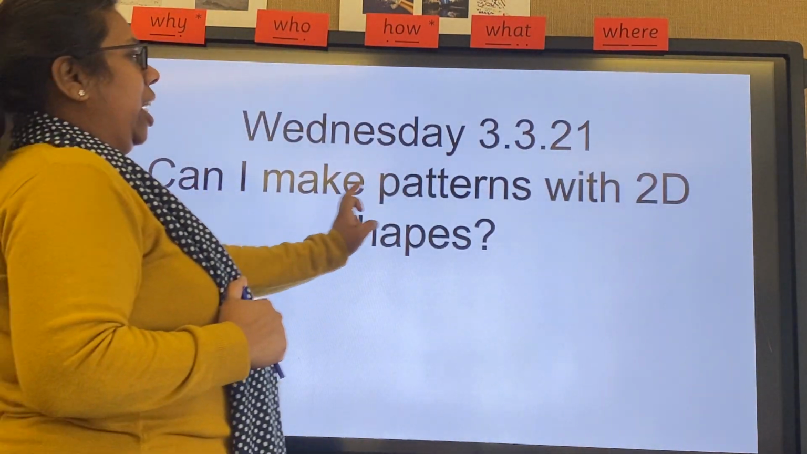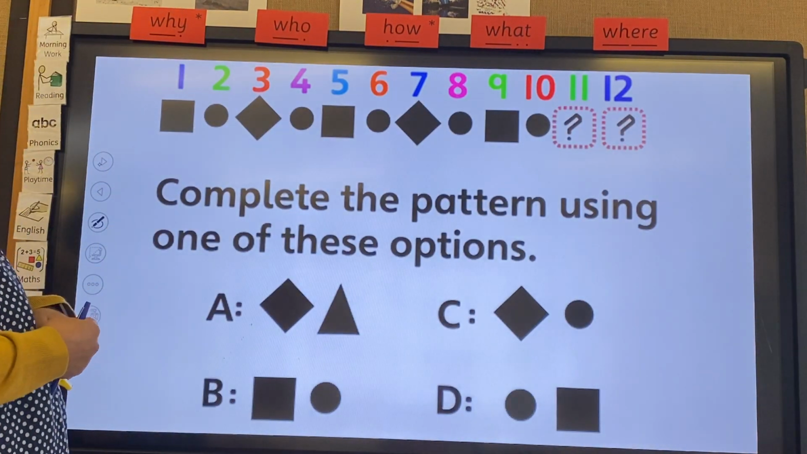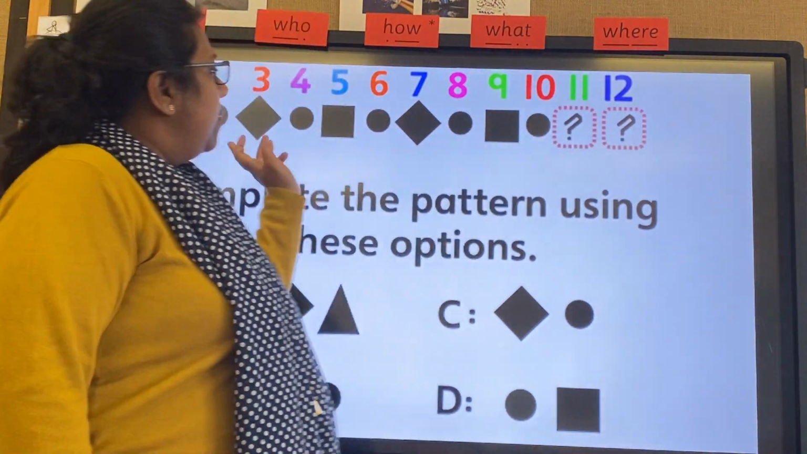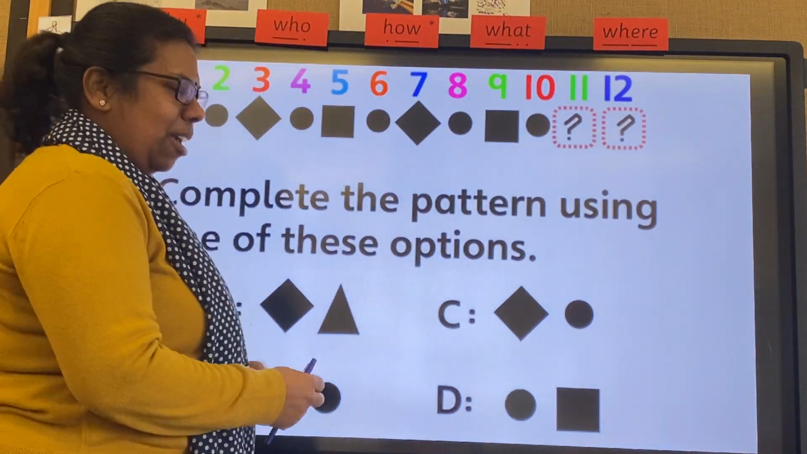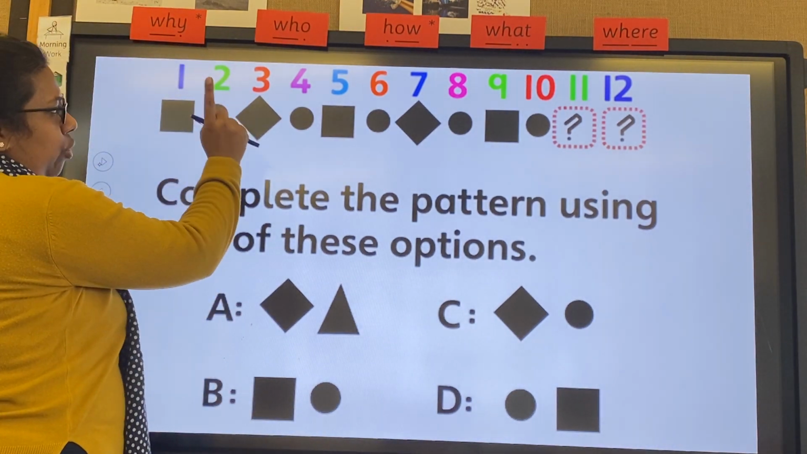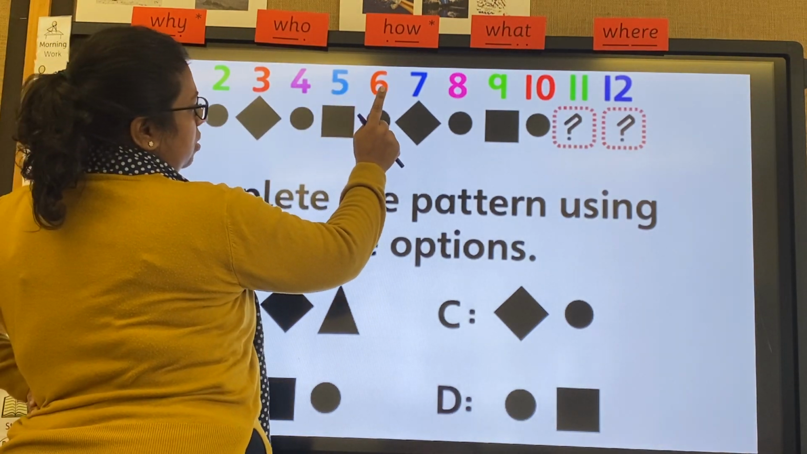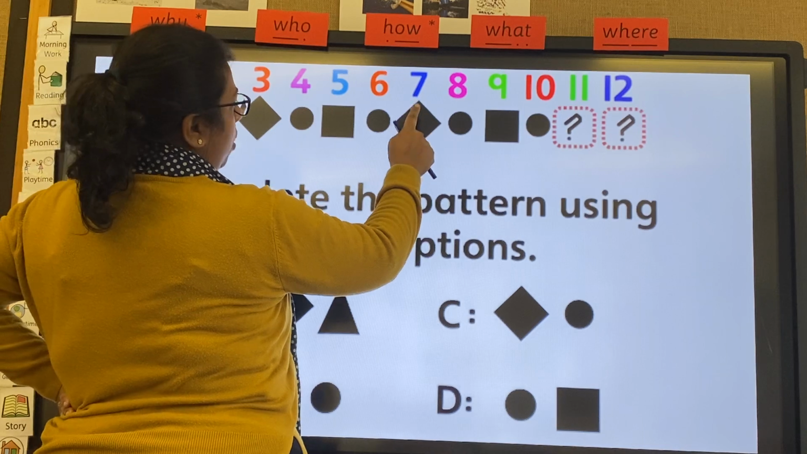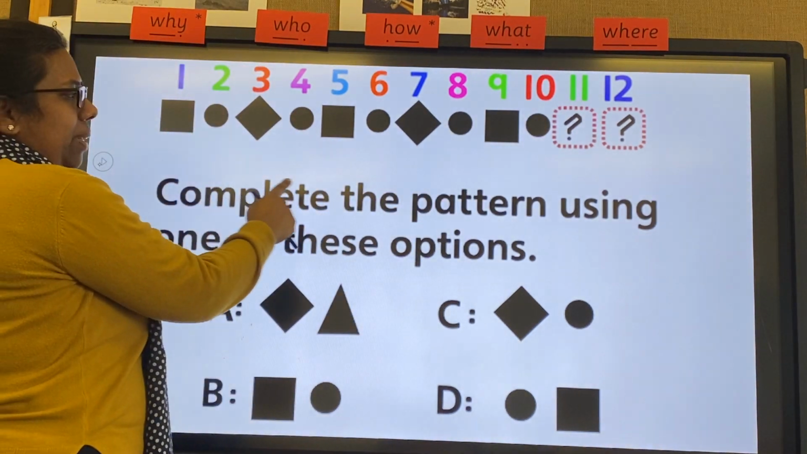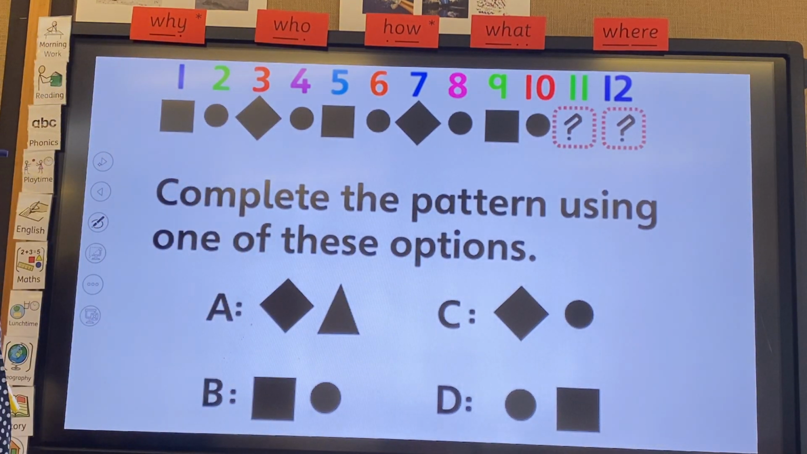I said that we're going to be making patterns with 2D shapes. So let's see our first question. At the top, I have my numbers, 1 to 12, and I have some shapes. Let's call out the names of the shapes. I have my square, my circle, my quadrilateral, circle, square, circle, quadrilateral, circle, square, circle. Complete the pattern using one of these shapes options.